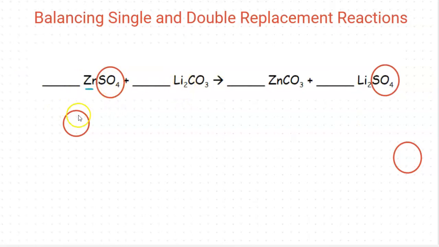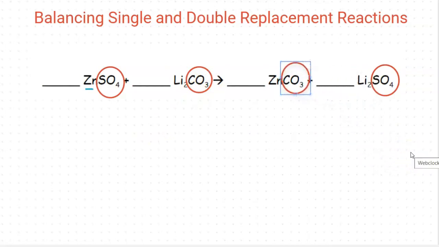I'm going to do the same with carbonate. I've got lithium carbonate. There are 2 lithium atoms, but if I circle my carbonate, I only have 1 carbonate ion. The same is true on the side of the products, with just a single carbonate ion.